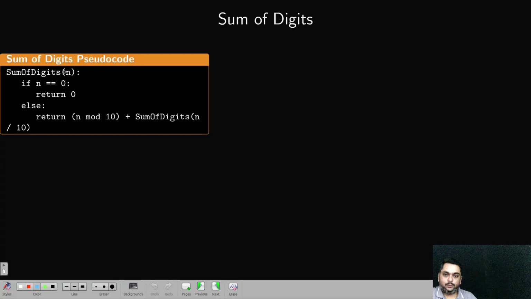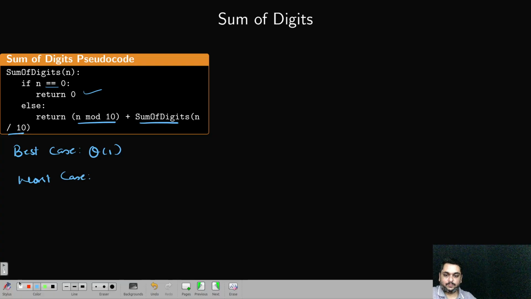Next, sum of the digits. Sum of the digits is a function: if n equal to 0, return 0, else return n mod 10 plus a recursive call with the input size divided by 10. The best case is simple. The best case occurs when n equal to 0, so theta of 1, only one operation is performed. Next, you have to check the worst case.